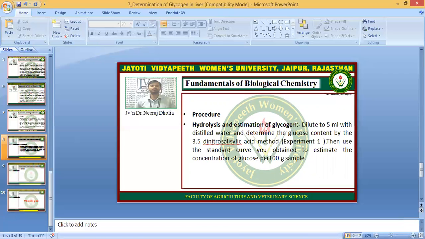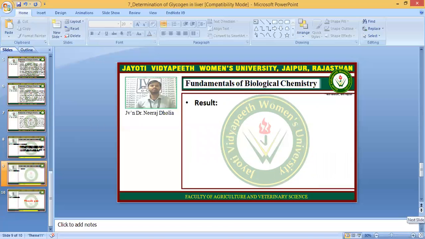For the result, after the calibration or calculation, you will put the result, that is, what amount of glucose or glycogen is present in 100 gram of liver sample.